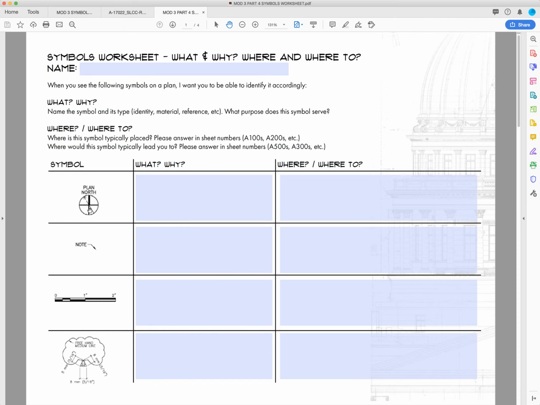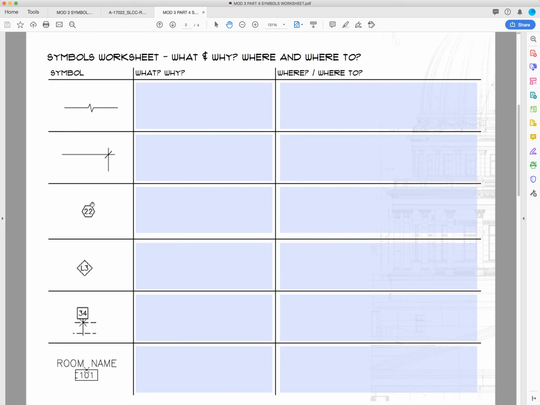So what is this? This is our north indicator. We use it to orient the building to the site, and it also shows project north versus true north. And then where does this typically go and where does it lead you? So this typically goes on plans, so site plans and building plans, and it doesn't necessarily lead you anywhere. So this isn't one that references you somewhere.